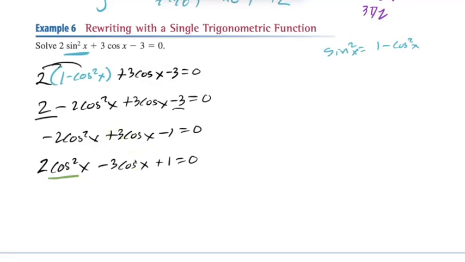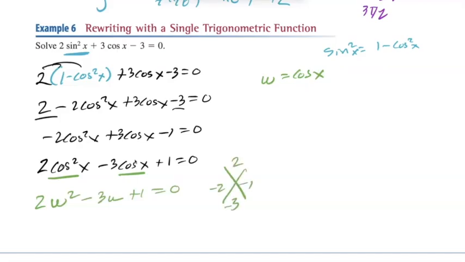If you're not good at factoring it the way it is, just make w equal cosine x. I get 2w squared minus 3w plus 1 equals 0. We're going to factor, let's see, 2, negative 3, negative 2, and negative 1. 2w, that's w over negative 1. W minus 1, 2w minus 1 equal to 0. We're going to split and solve. We're going to get w equals 1 and w equals 1/2.